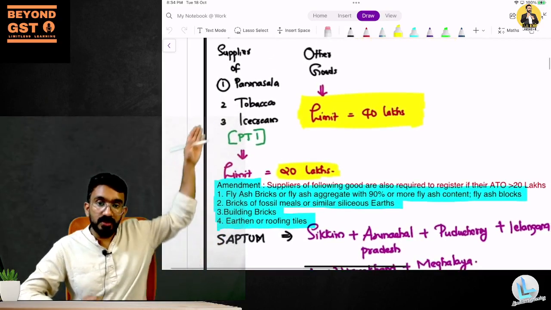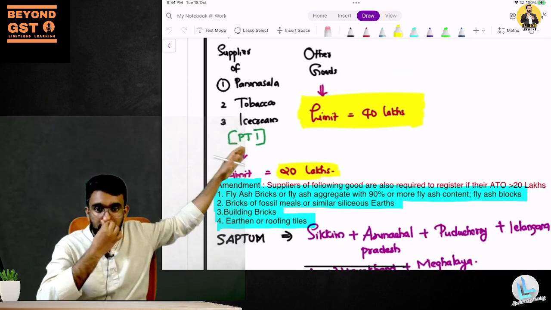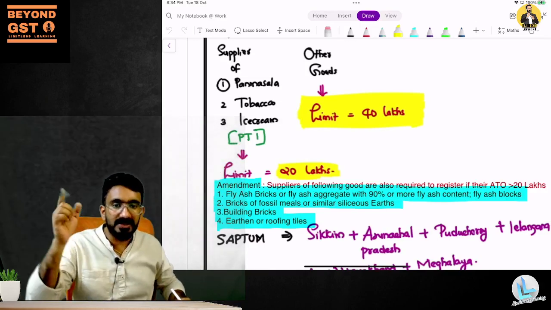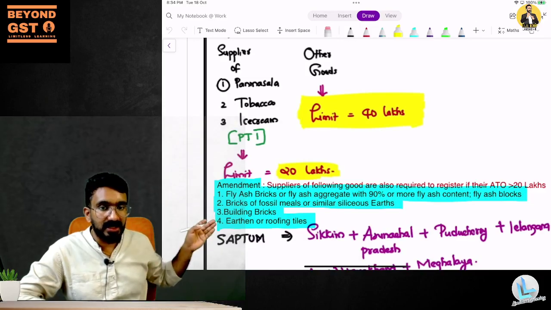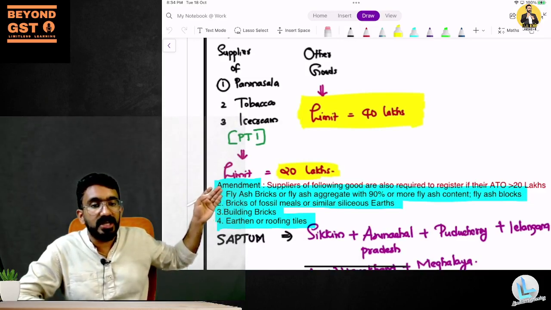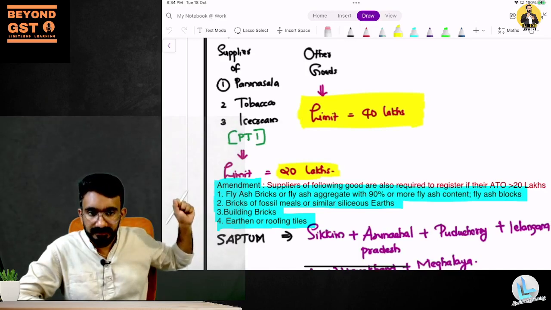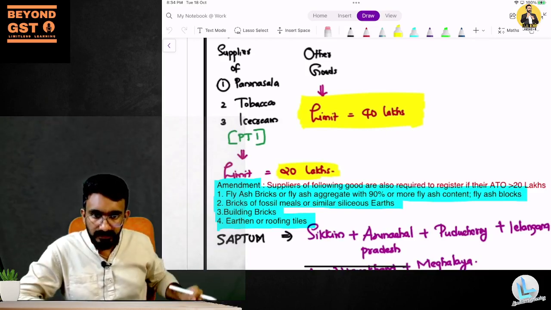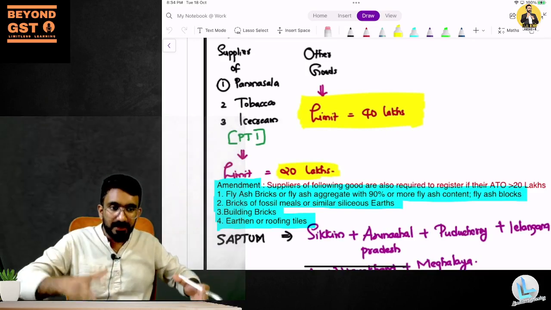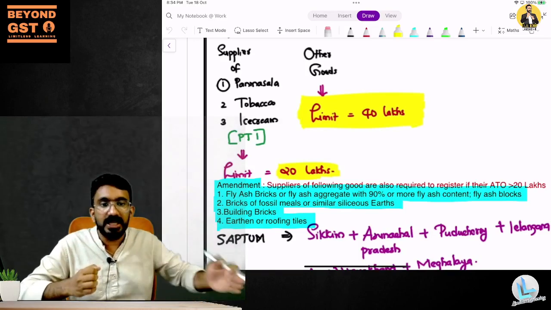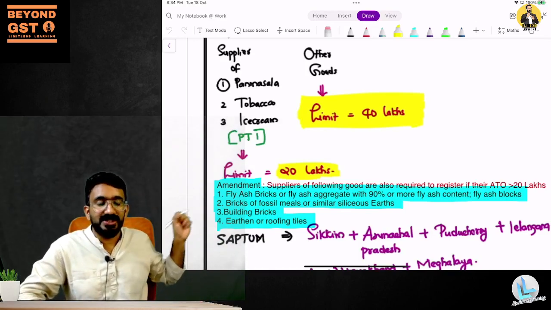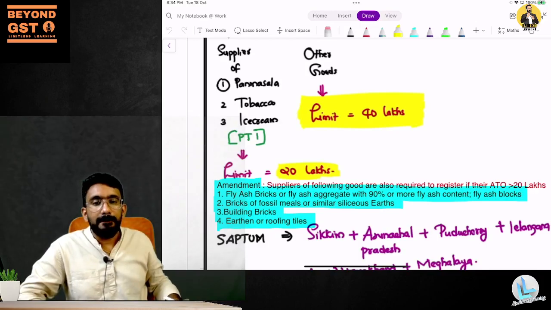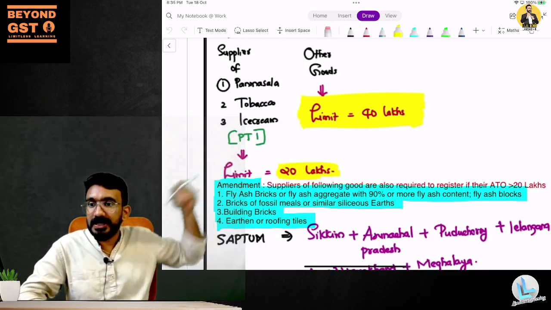Initially there were three goods: pan masala, tobacco, ice cream. We call them with the code word PTI. Now they have said we are adding four more goods into that category. One is fly ash bricks or fly ash aggregate with 90% or more fly ash content, fly ash blocks. Second, bricks of fossil meals, like the white bricks, the black bricks, everything that you take from the earth by cutting it into pieces. Building bricks, the hollow bricks, the soil bricks. Okay, earthen or roofing tiles.